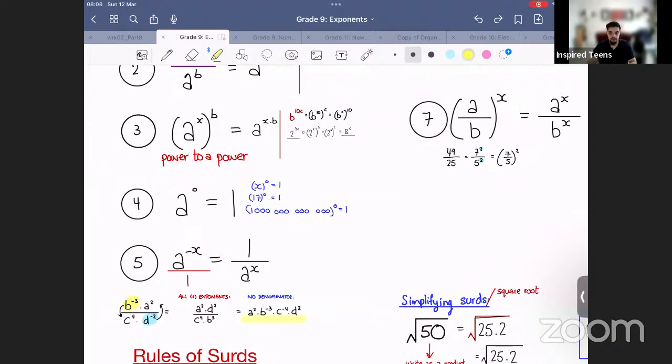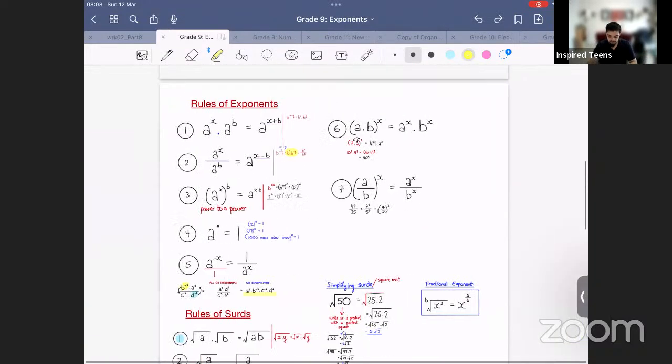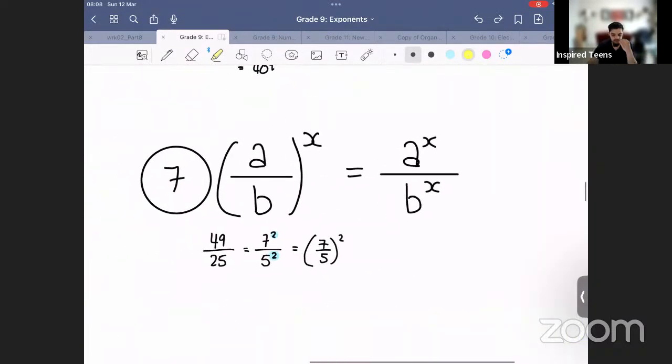What about number 5? Okay, then if we have a fraction to an exponent, like a division basically, then we can distribute the x to each term. We give the numerator an exponent and give the denominator an exponent.